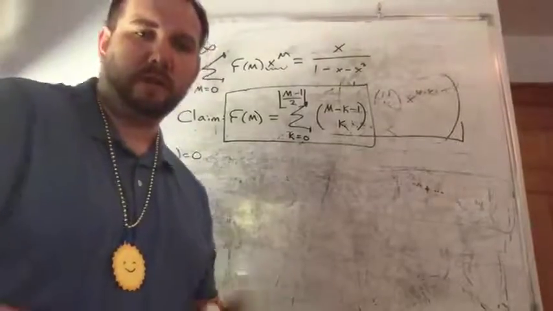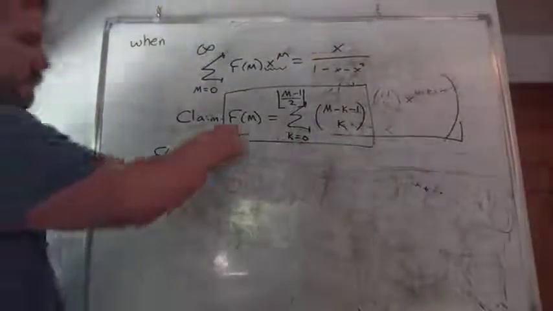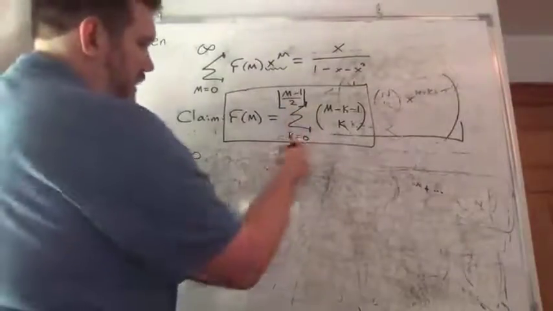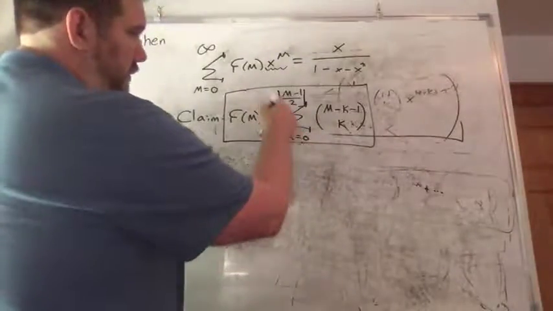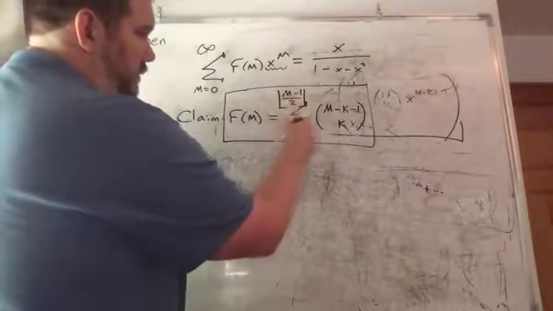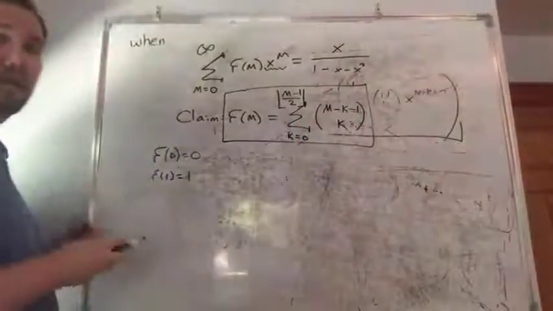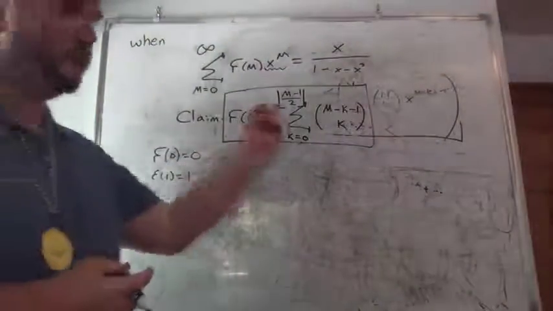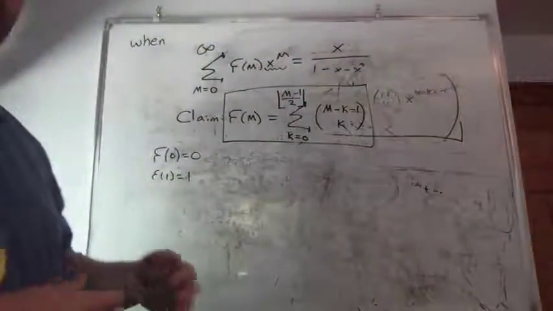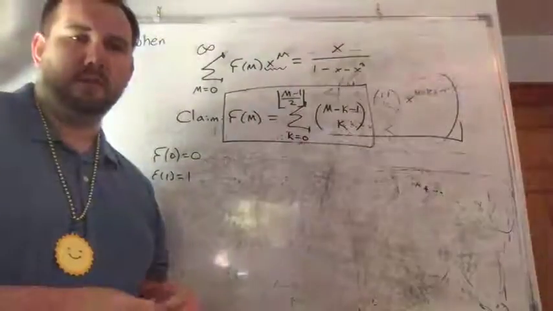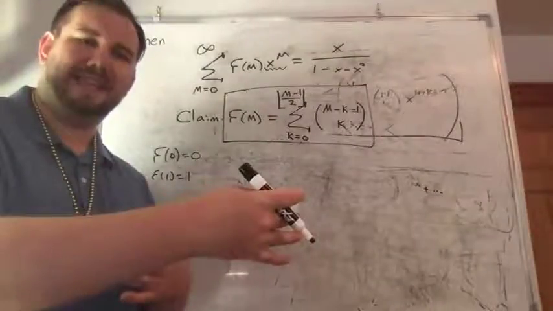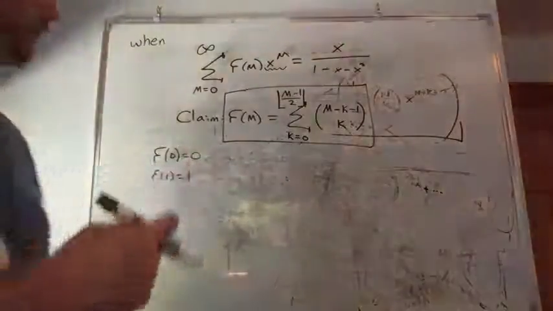Hello everyone, so now I have this claim. I have this claim that the mth Fibonacci number is equal to the sum from k equals 0 over the floor of (m minus 1) over 2 of (m minus k minus 1) choose k. And the reason I threw this floor on here is if I divide by 2 and I get a remainder of 1/2, I can't go past that. I'm going to stop at the integer below.